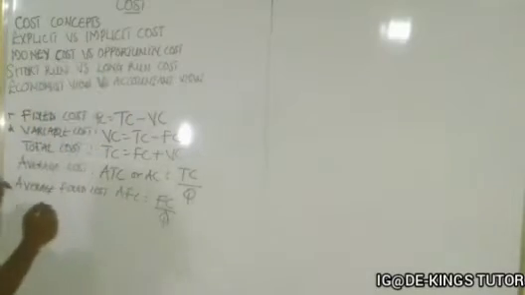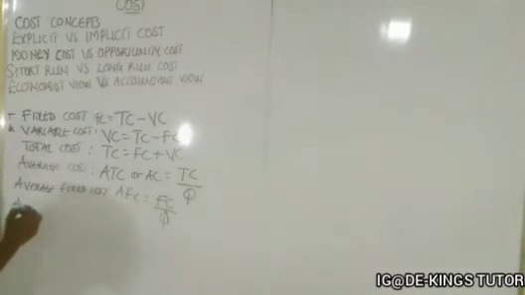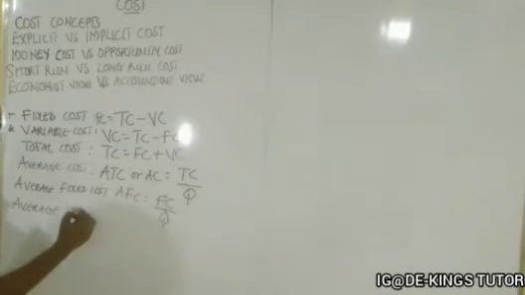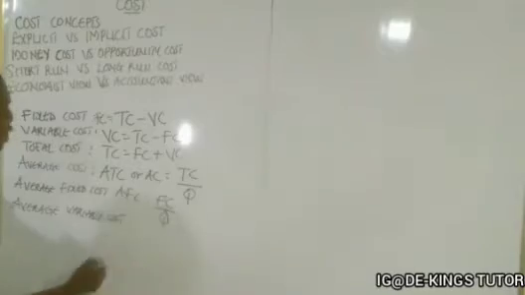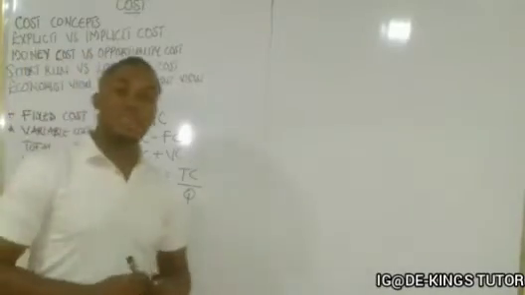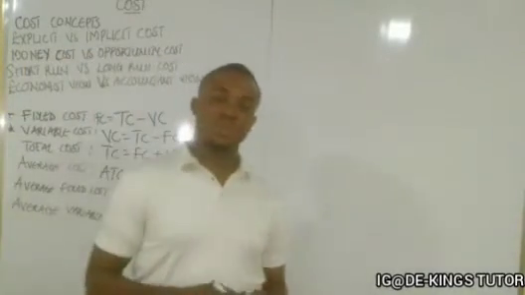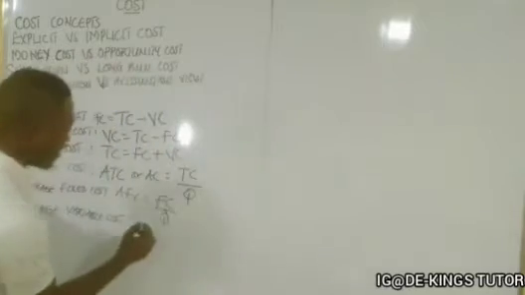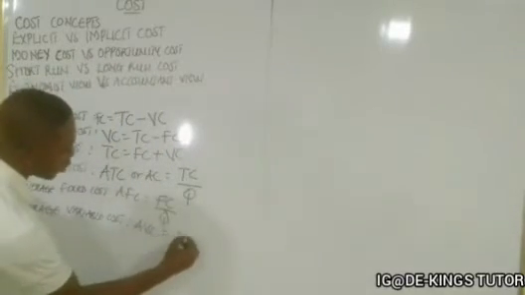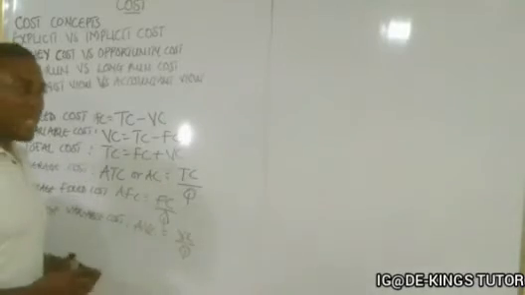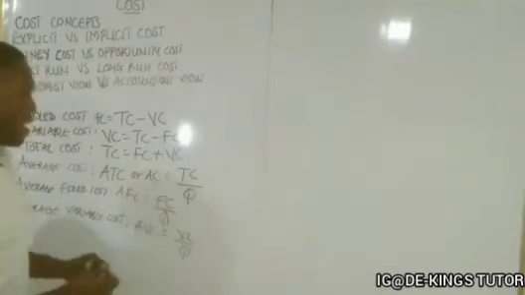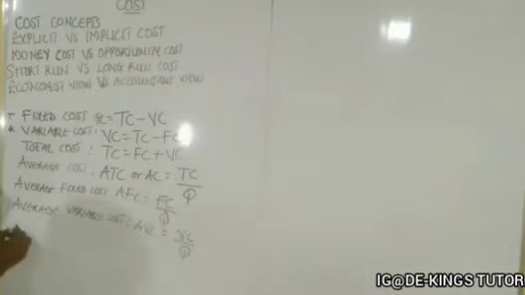We also have another one called the average variable cost. The average variable cost is the variable cost per unit of an output, and it is given as average variable cost equals variable cost over quantity. Now we also have another one called the marginal cost.